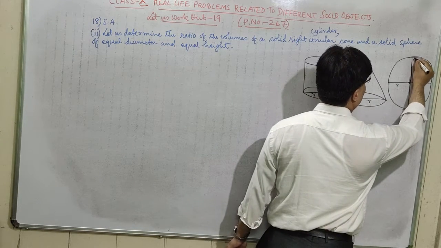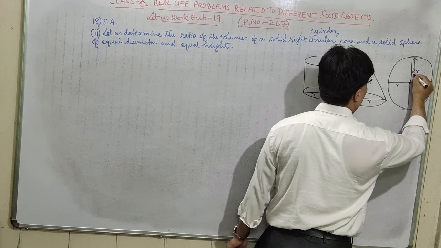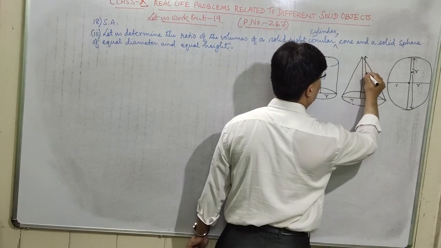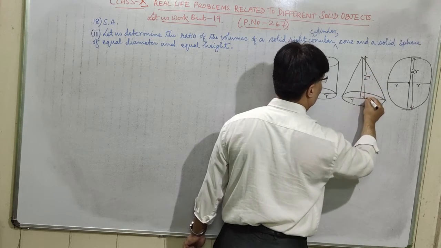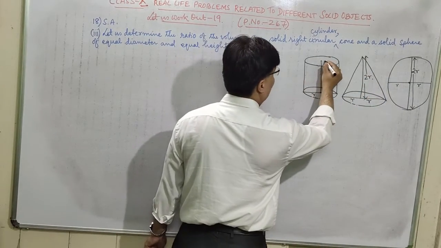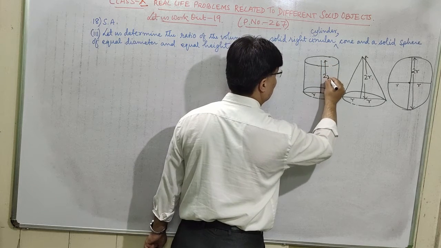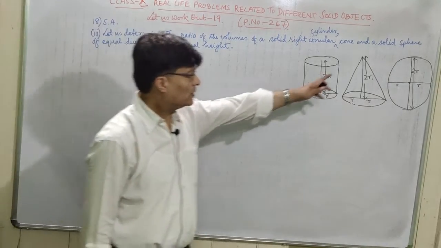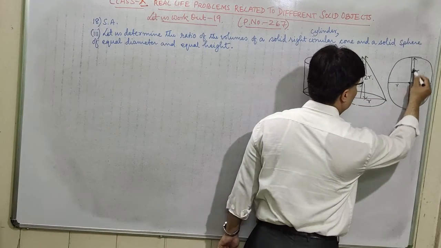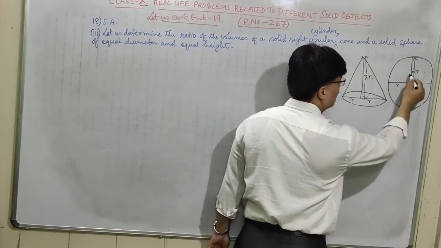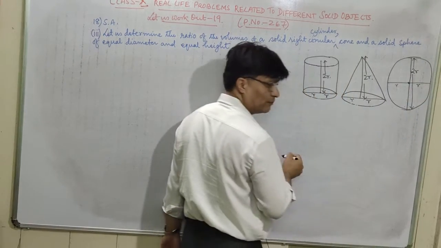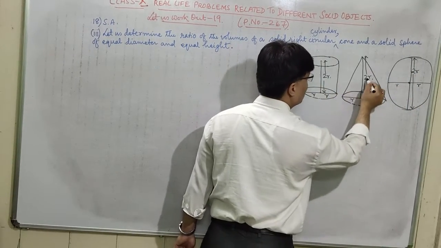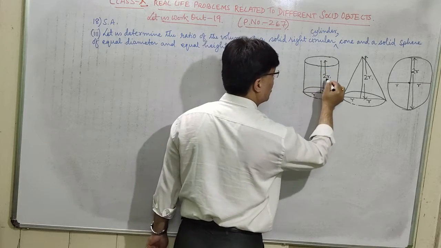So what is the height of the sphere? The height of the sphere is 2R. That means the height of the cone is also 2R because their heights are equal. So height of this cylinder is also 2R. Is that clear now? These are the radii of the sphere, R plus R is equal to 2R. So height of the cone must be 2R and the height of the cylinder must also be 2R.